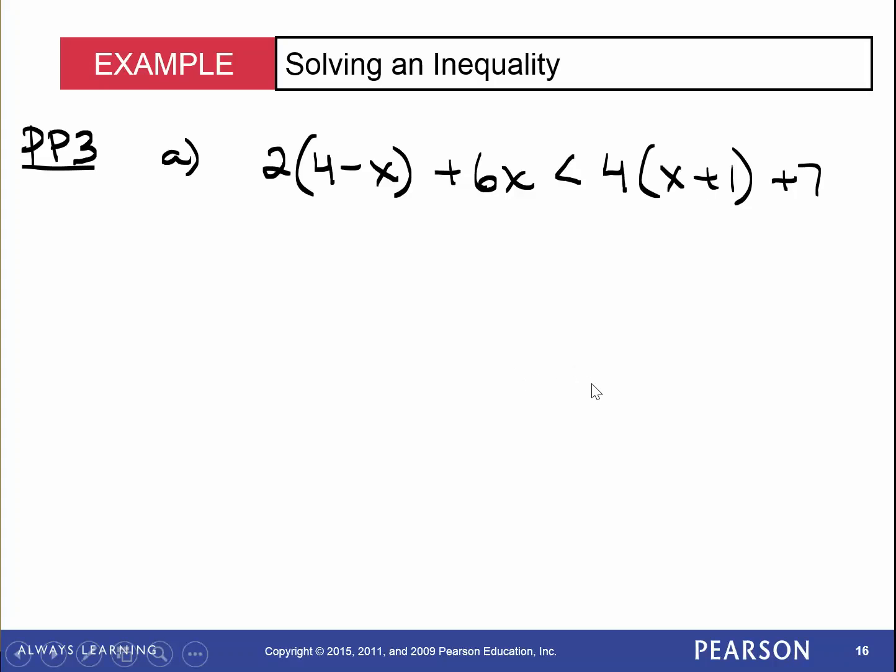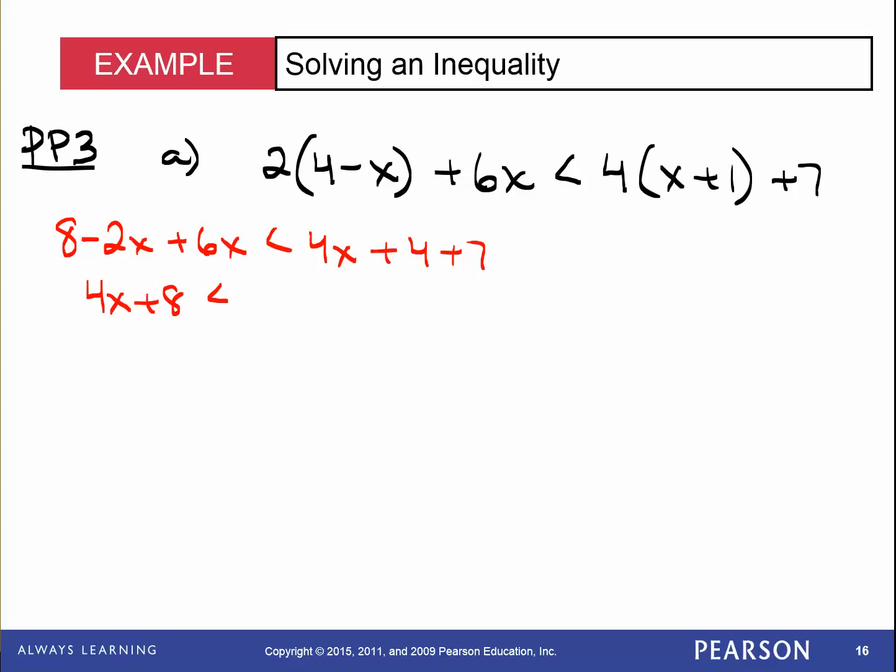Alright, I'm going to try to catch up to you guys here. So 2 times 4 turns into negative x plus 6x on that side, less than 4 times x, 4 times 1. Putting like terms together on the left makes a 4x plus 8 or 8 plus 4x, whichever way you want to write it. The other side would probably be a 4x plus 11. Alright, and you subtract the 4x from both sides, and then the weird stuff begins.